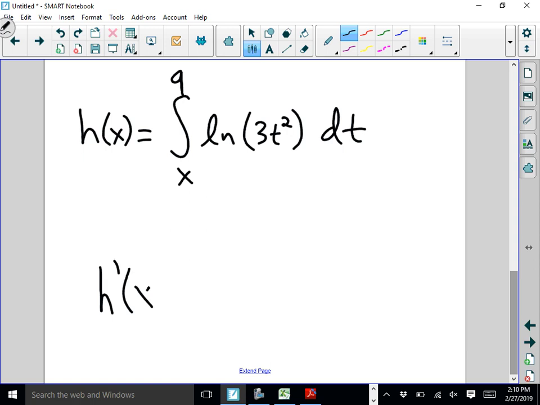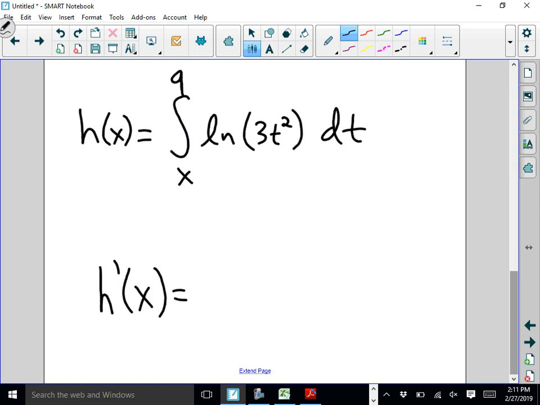Now we have a little bit of a problem here. This works when the x is on top of the integral sign. The x is on the bottom. Oh no, what do we do? Mr. Hartz, I don't know how to do this. No, don't worry. You know exactly what to do.